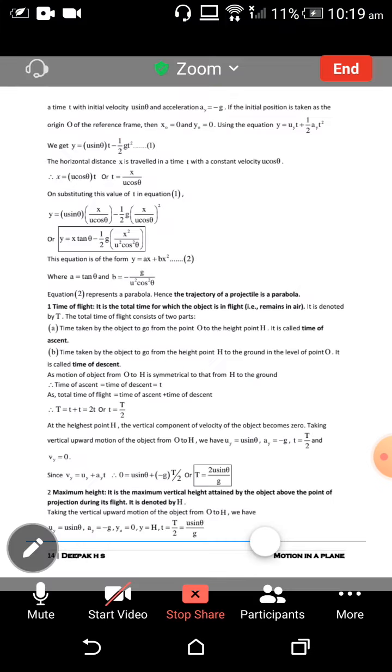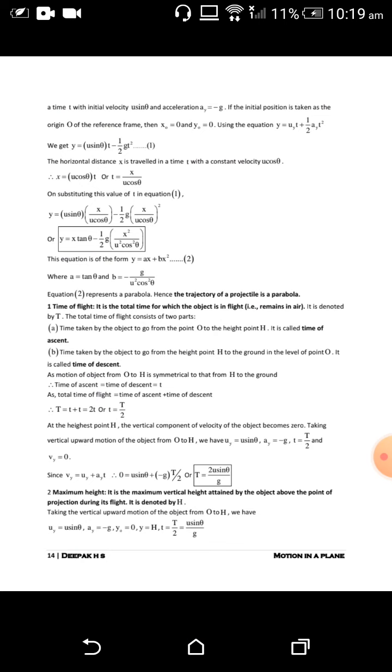Okay, fine. So now, starting with time of flight. With respect to the trajectory of a projectile, we are going to define time of flight, maximum height and horizontal range. So coming to the time of flight, what is it? It is defined as the total time for which the object is in flight, that means which remains in air.